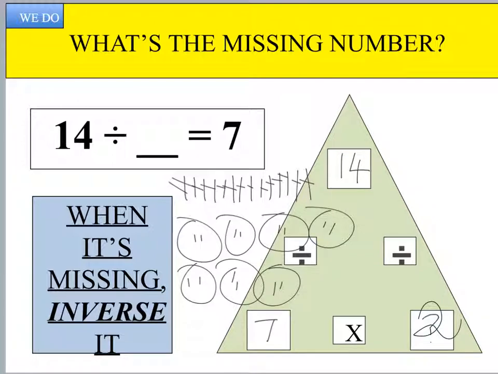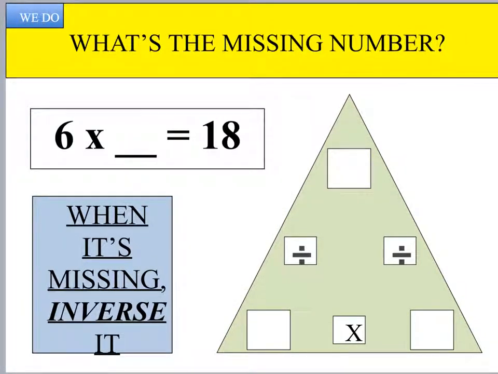Or you might have seen already that 7 times what equals 14? 7 times 2 equals 14. Sometimes it's easy like that, but remember, for the harder ones that you don't know and can't do in your head, you've got this triangle to use, and when it's missing, inverse it. Let's rub those numbers out and have another go.